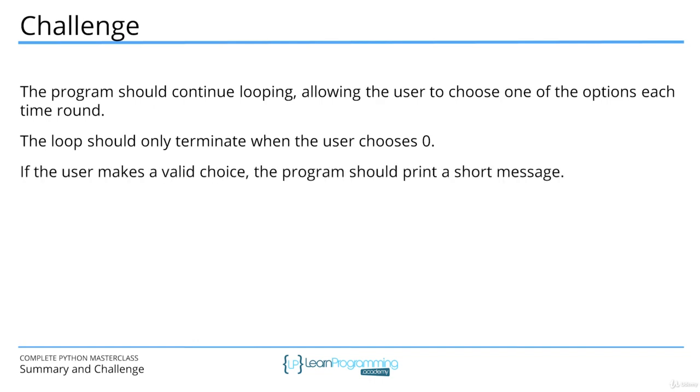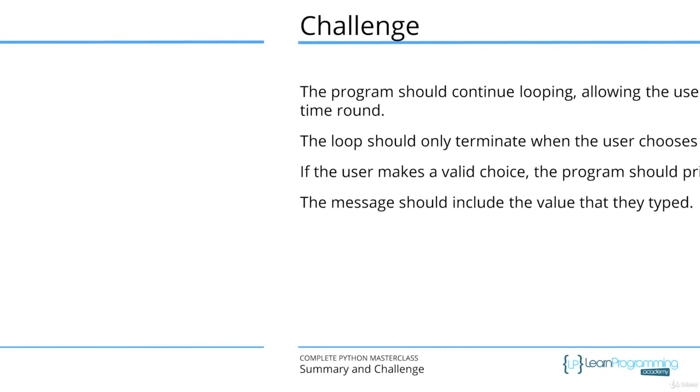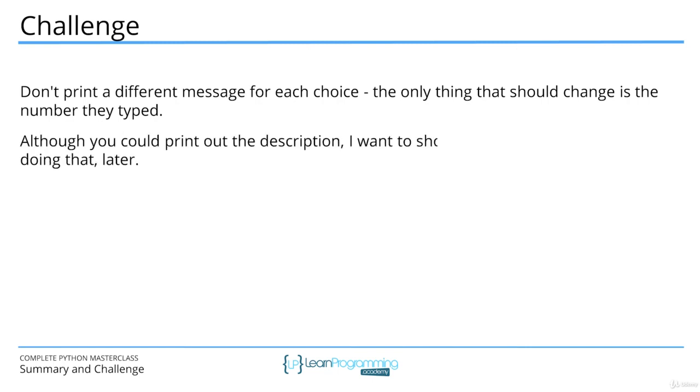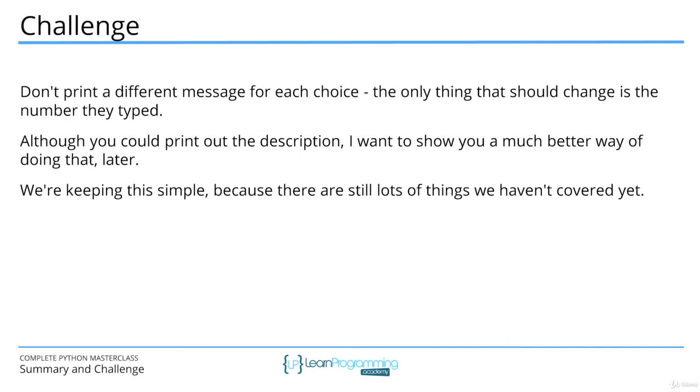If the user makes a valid choice, the program should print a short message, and the message should include the value that they typed. Don't print a different message for each choice. The only thing that should change is the number they typed. Although you could print out the description, I want to show you a much better way of doing that later. We're keeping this simple because there's lots of things that we still haven't covered yet.